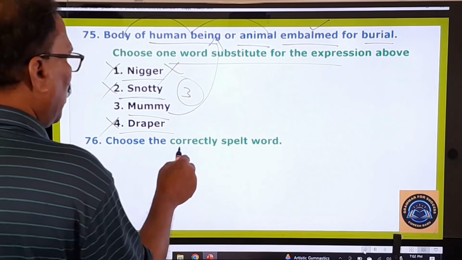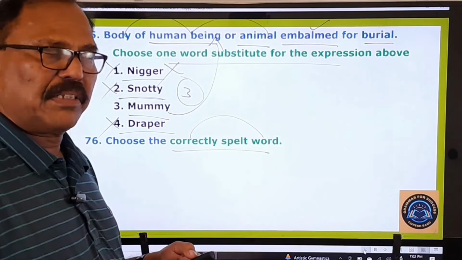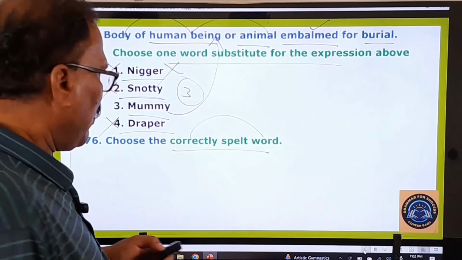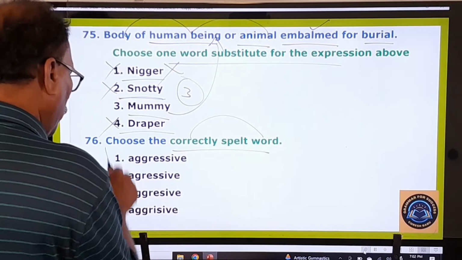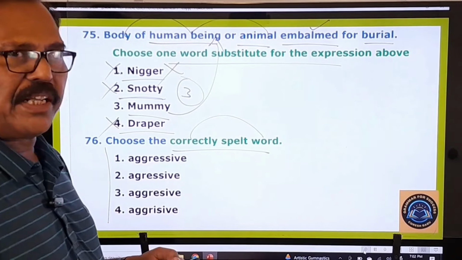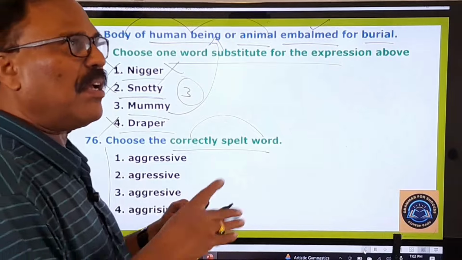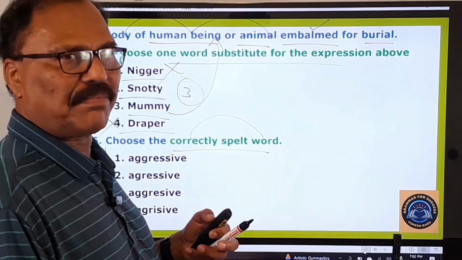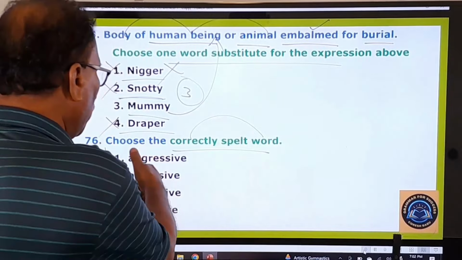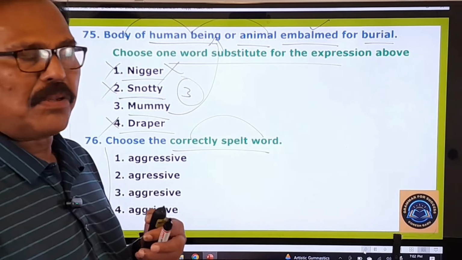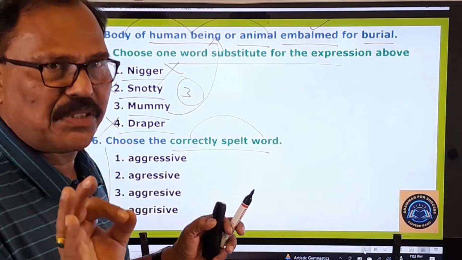Okay, choose the correctly spelled word. He's asking you for the correct spelling of the word. What is that? Aggressive, aggressive, aggressive, aggressive. So these are all the words indicating the word aggressive. So first of all, you try to give the spelling of that word aggressive. Whenever you try to give the spelling of that word, and don't look at these options, you get confused. From this you understand that he is asking you for the spelling of the word aggressive. So what do you say?